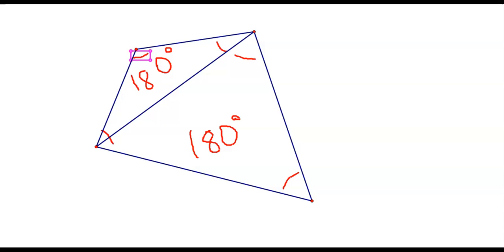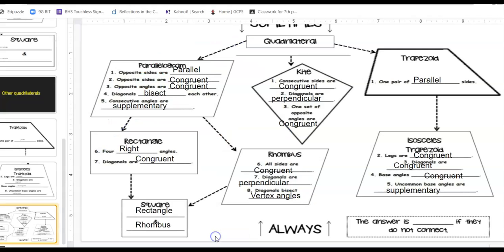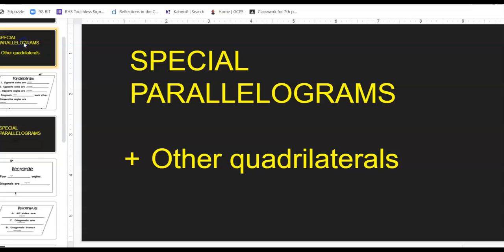All right, and that takes us to the conclusion of our little chart here. I hope that has helped you to figure out all these relationships between special parallelograms and regular parallelograms and the other two quadrilaterals. Thank you for watching.